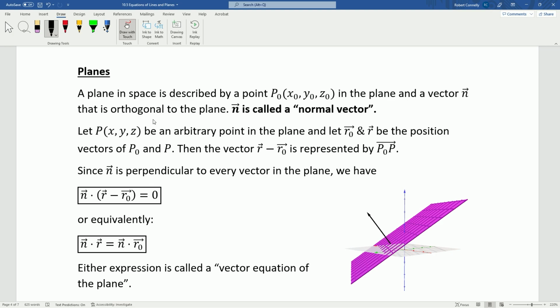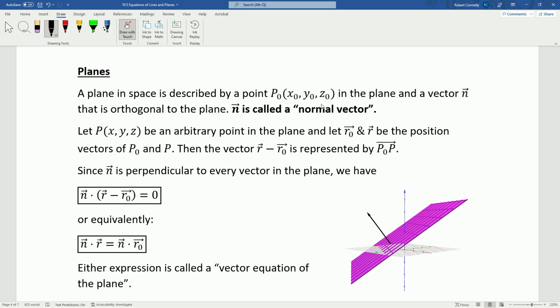So how do we figure out the equation of a plane? Well, if we let x, y, z be an arbitrary point in the plane, and r naught and r be the position vectors of p naught and p, then the vector between those 2 points is p naught p, which is the same as r minus r naught.